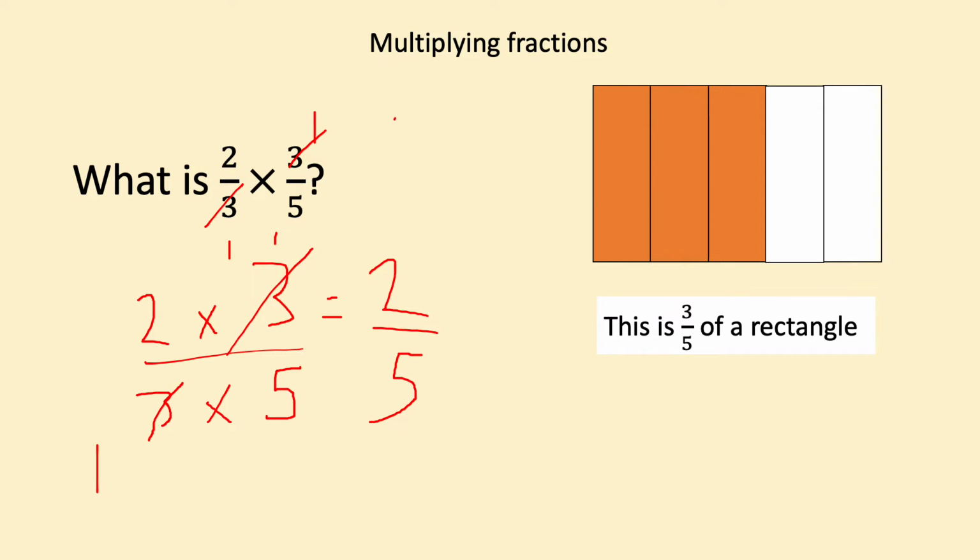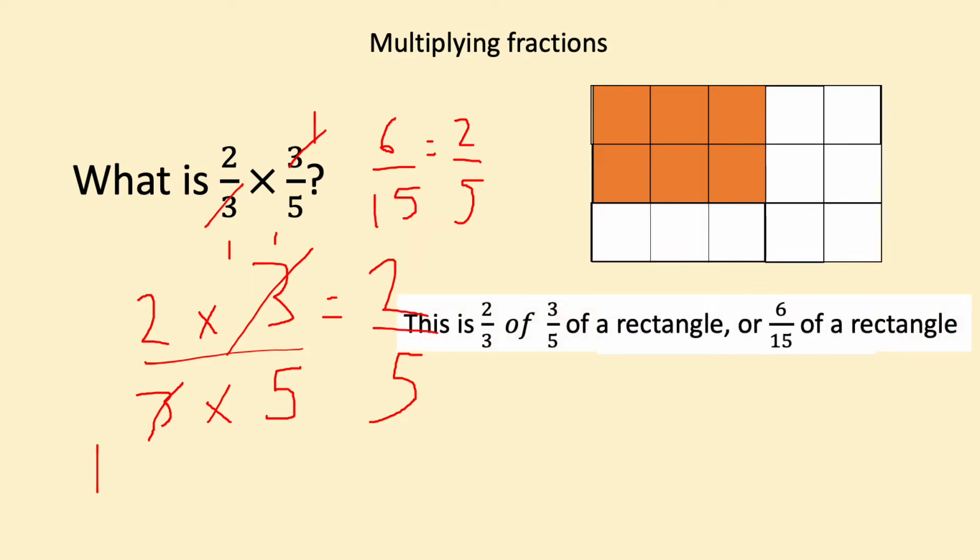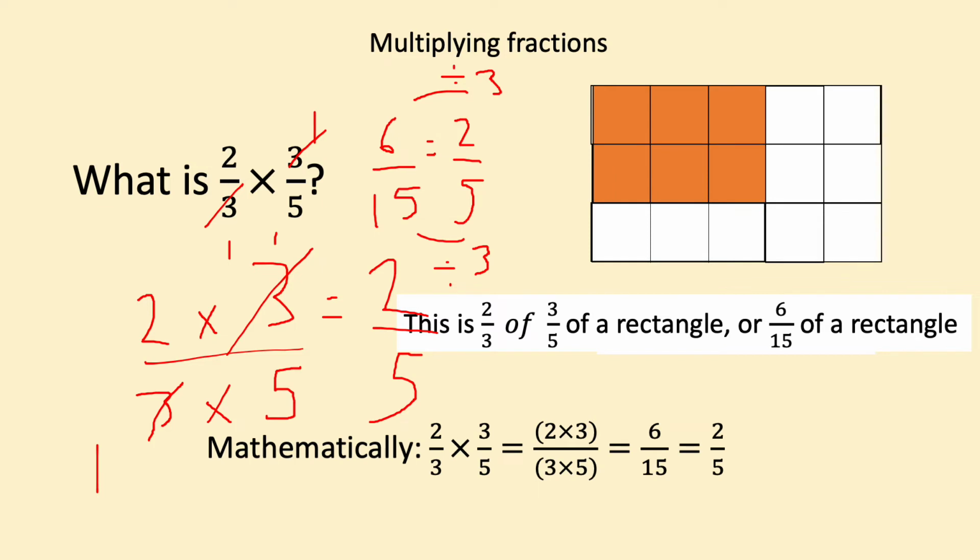2 times 3 is 6, and 3 times 5 is 15, but this simplifies to 2/5, because 3 is my highest common factor, guys. Okay? So here we go. So this is 2/3 of 3/5 of the rectangle, or 6/15 of the rectangle. 6/15 can simplify to 2/5 by dividing top and bottom by 3. Okay. So that is the mathematical way of doing it.